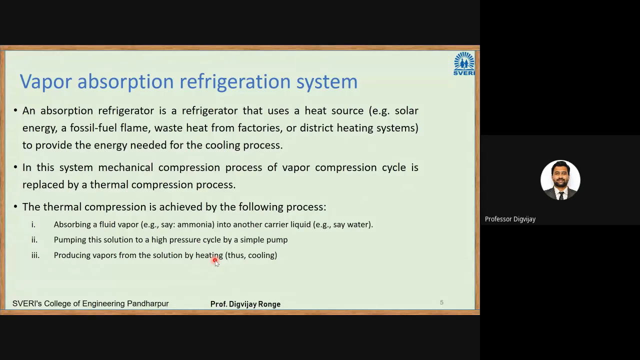But our objective is not to use electrical. So in that case, I will use steam tubes, so that in that generator, heat is supplied and this ammonia is separated from water.